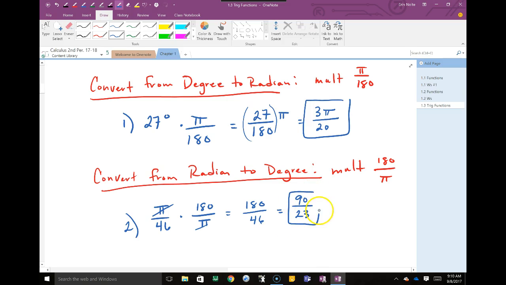Now you could leave it like that, or if you feel like, oh man, we're talking about a degree, I want a decimal, you could divide that and give me the decimal. Anybody know what 90 divided by 23 is? Top of my head. 3.913. Thanks, Alexa. That was nasty.